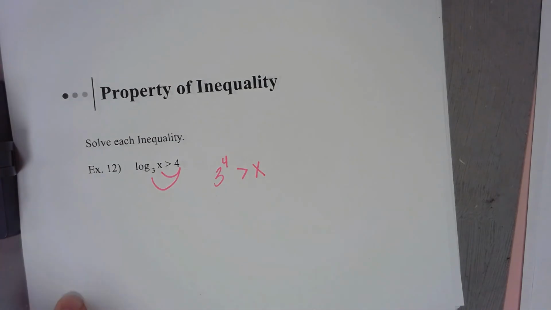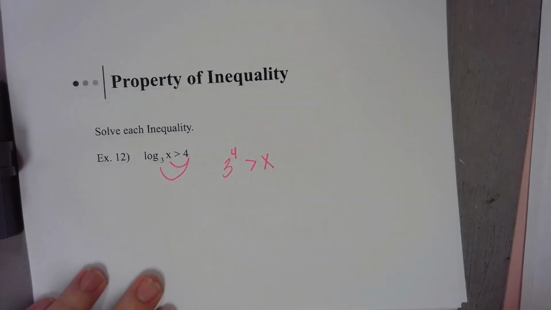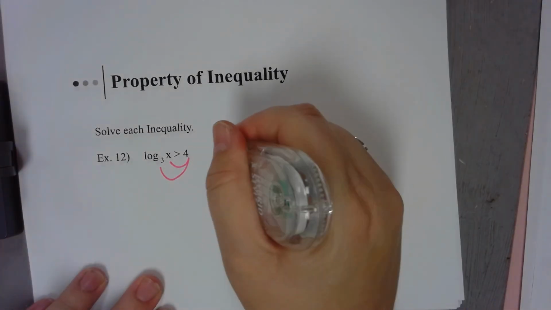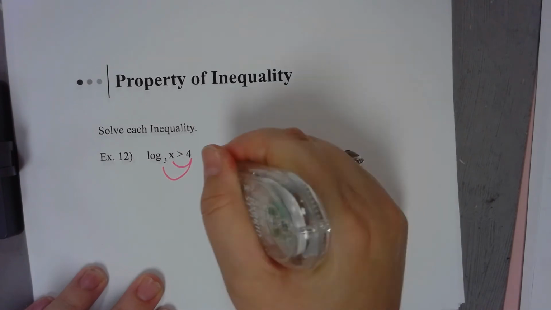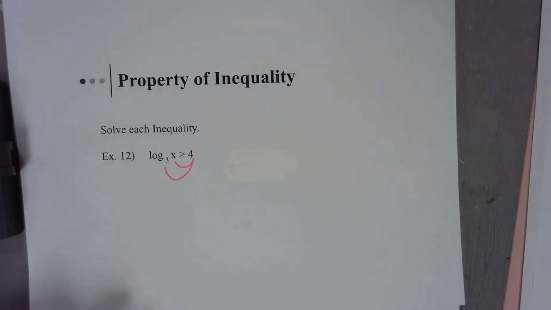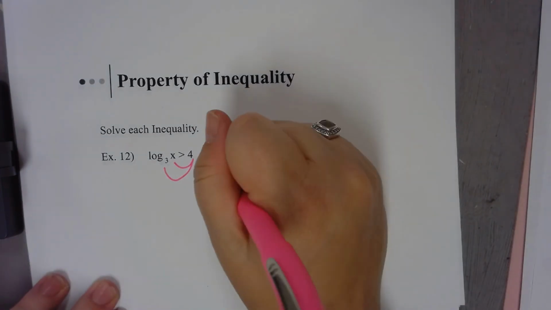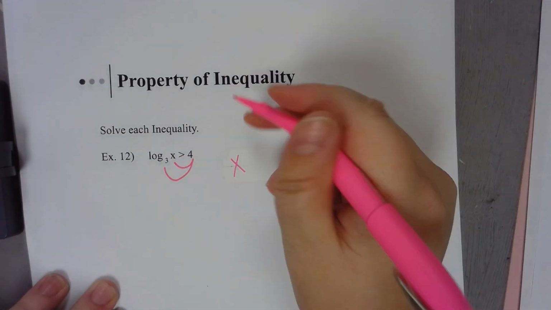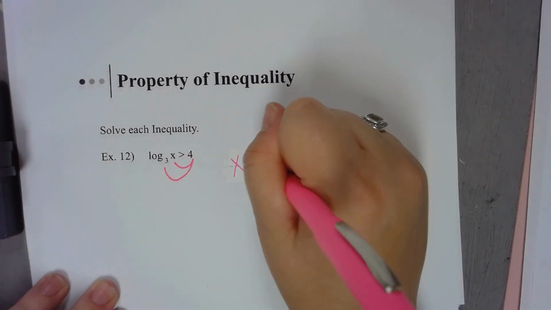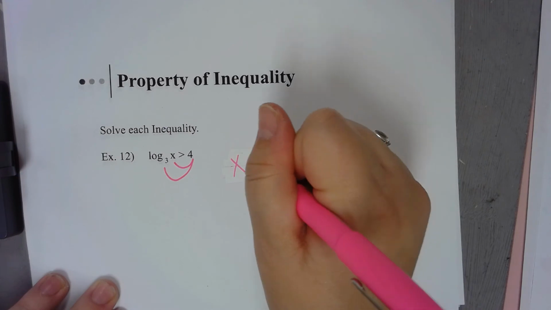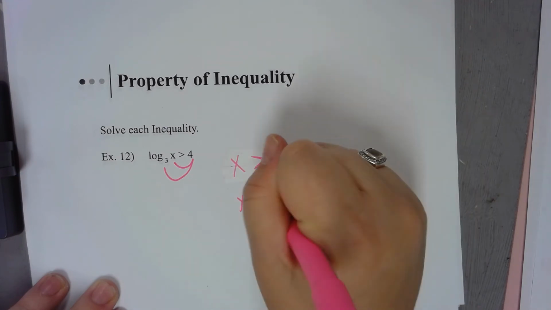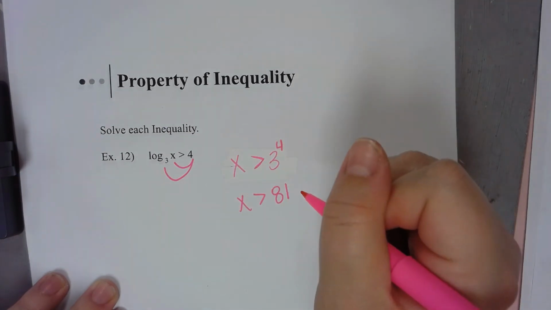Okay, hang on, time out. We're still going to do the swoosh to set up, but I always want my variable on the left. I should have thought about that before I wrote that down. So we're going to start with that, and then we're going to have the same inequality in 3 to the 4th. So x is greater than 3 to the 4th, meaning x is greater than 81.